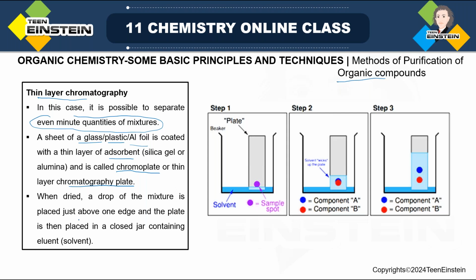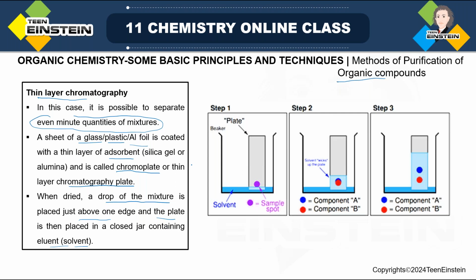Once the plate is made, the next thing we do is put a drop of the mixture, that is the compound that we want to purify, just above one edge, and the plate is then placed in a closed jar containing eluent. Eluent is nothing but solvent. This may be a single solvent or a mixture of solvents.